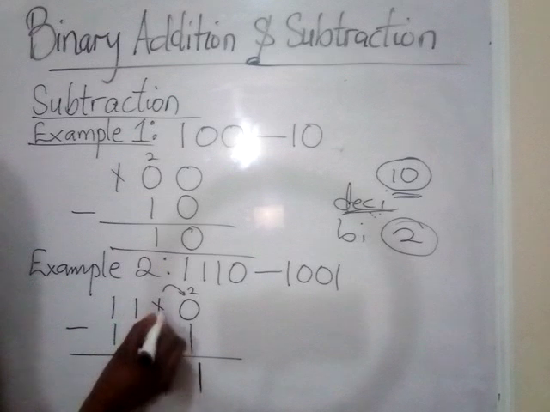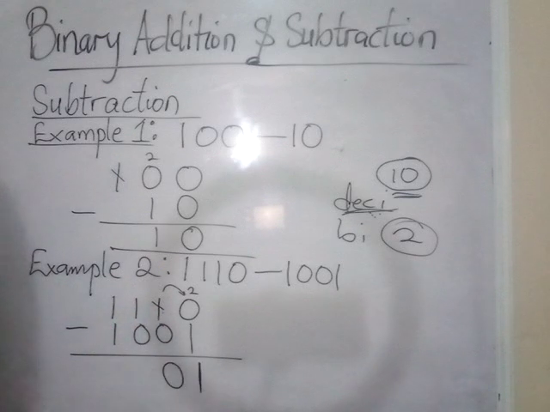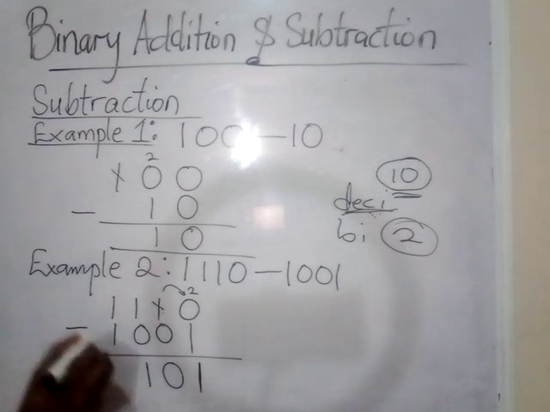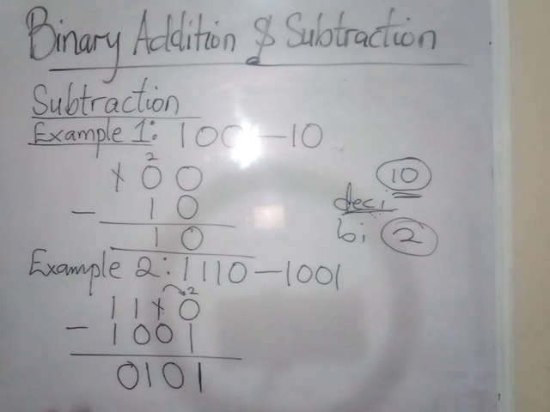Now here you have 0, so 0 minus 0 is 0. Now 1 minus 0 is 1, and 1 minus 1 is 0. So this is our number when you do a subtraction. I hope this is easy. It's just exactly the way our decimal system operates.